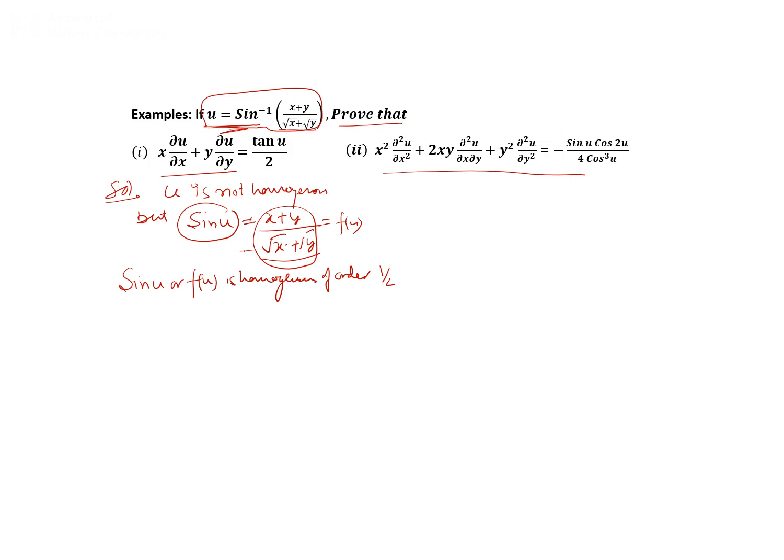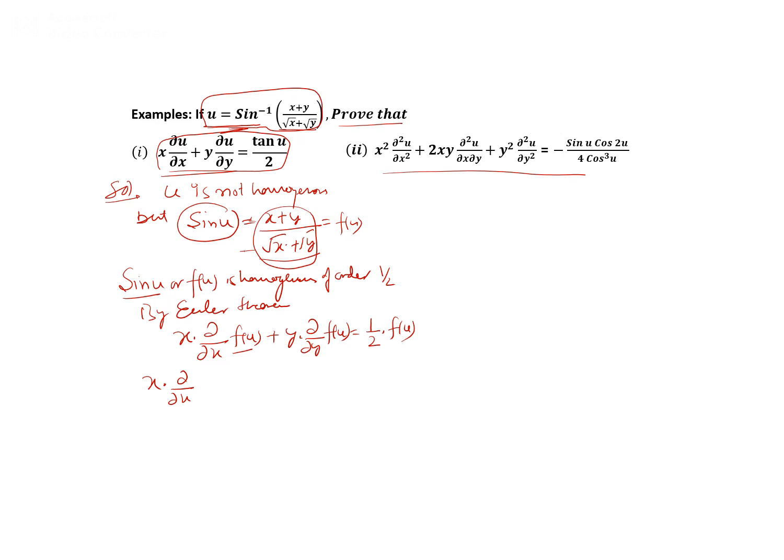Now by Euler's theorem for two variables, because in that question we have two variables x and y, x into ∂/∂x of f(u), because f(u) is homogeneous, plus y ∂/∂y of f(u) is 1 by 2 times the function f(u). Now x into ∂/∂x, and what is f(u)? f(u) is sin u, plus y ∂/∂y of sin u is equal to 1 by 2 sin u.